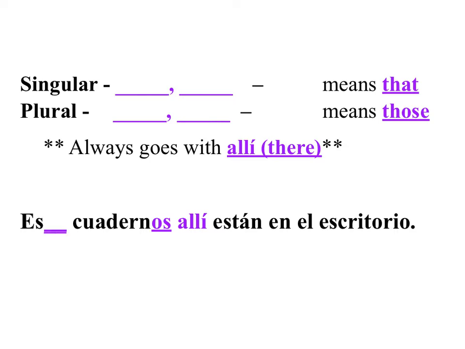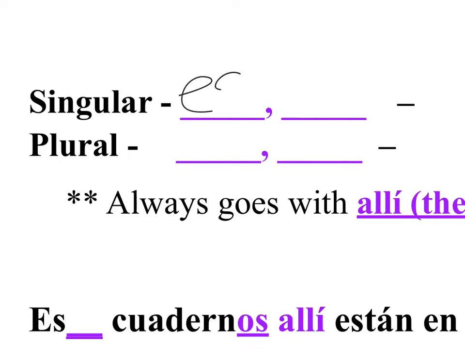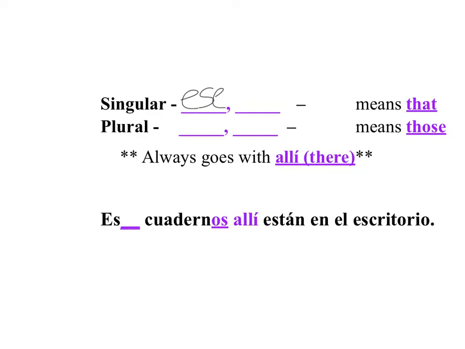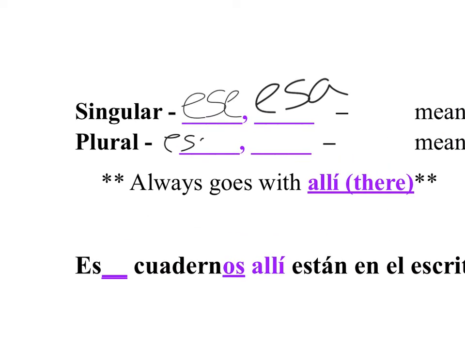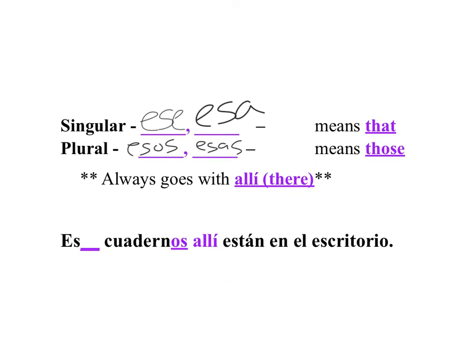Okay. The next one we're going to talk about is going to be not this one here, but that one there, or those over there. So this one's going to be ese, allí, or esa, allí. Both of these words mean that. And then it would be esos or esas, those. For example, that pencil there, those pencils there. And these words, if you ever see the word allí, allí means there. So you don't say this one there, you say that one there.